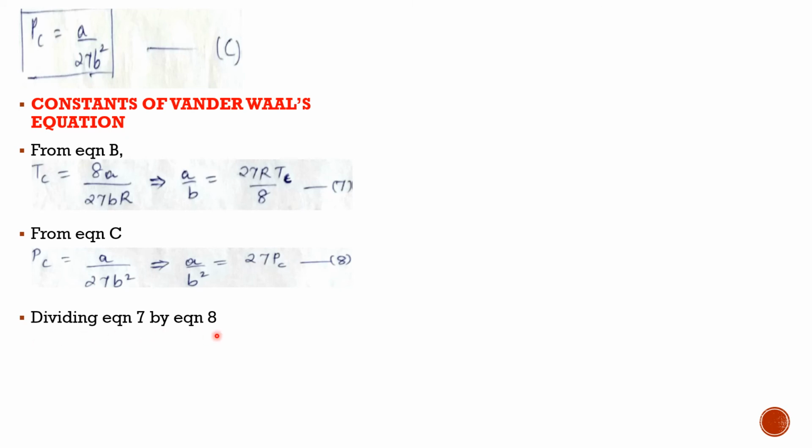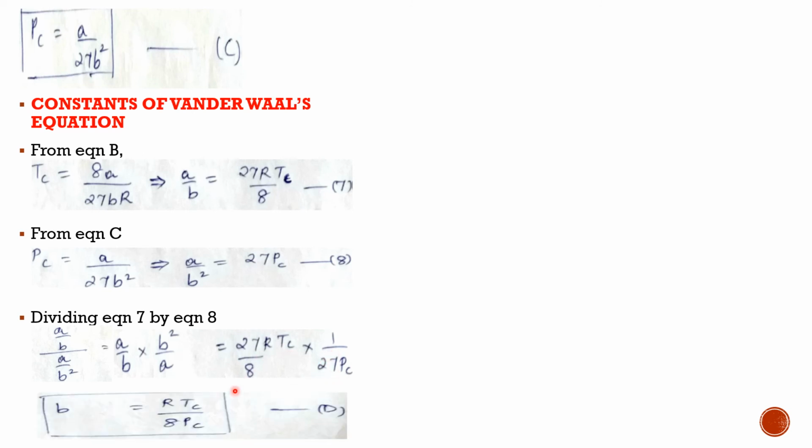Dividing equation 7 by equation 8, we have a by b upon a by b square, which is equal to a by b into b square by a. Substituting everything, 27RTc by 8 into 1 by 27Pc, we get b is equal to RTc upon 8Pc. Equation D.